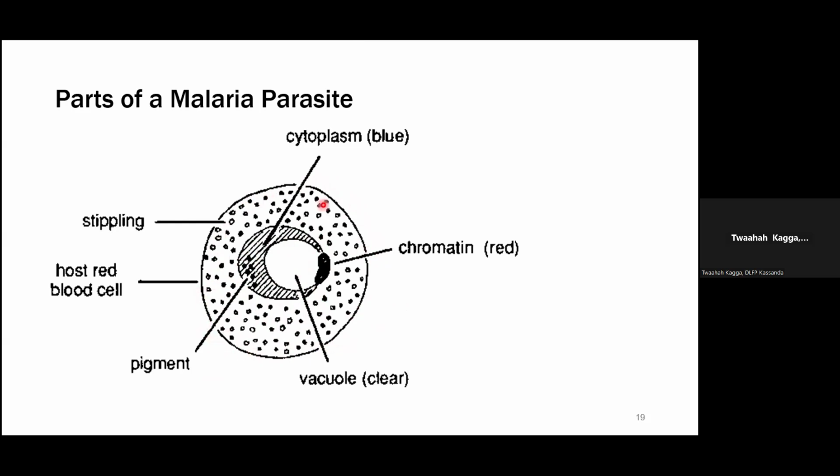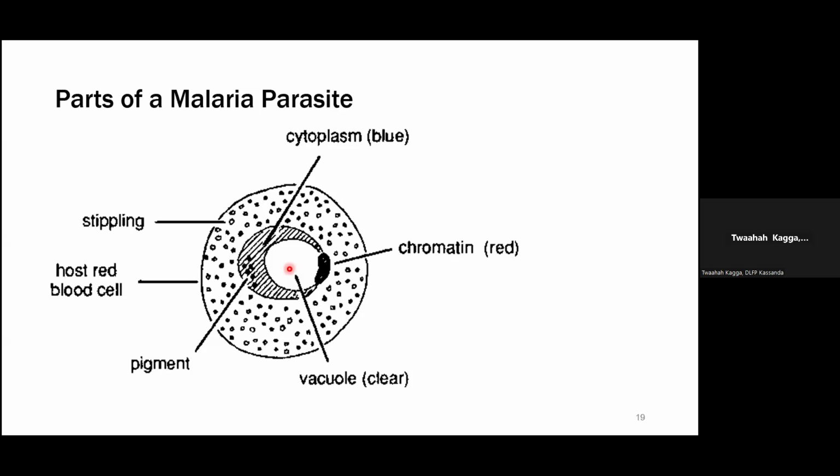This bigger circle is a pictorial of a red blood cell. Then the circle inside, the one I will say in the middle, is the parasite. Then the small circle inside, that is white, this one is a vacuum.